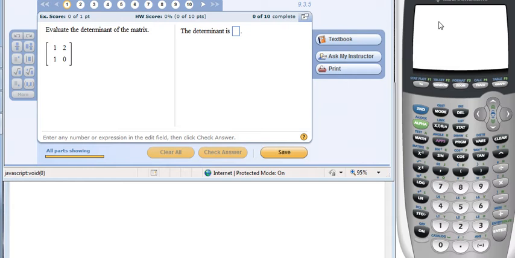We looked at solving by substitution method. We looked at solving by matrix method in 9.2. And now we're going to keep going with our matrix idea and see what we could use this for.